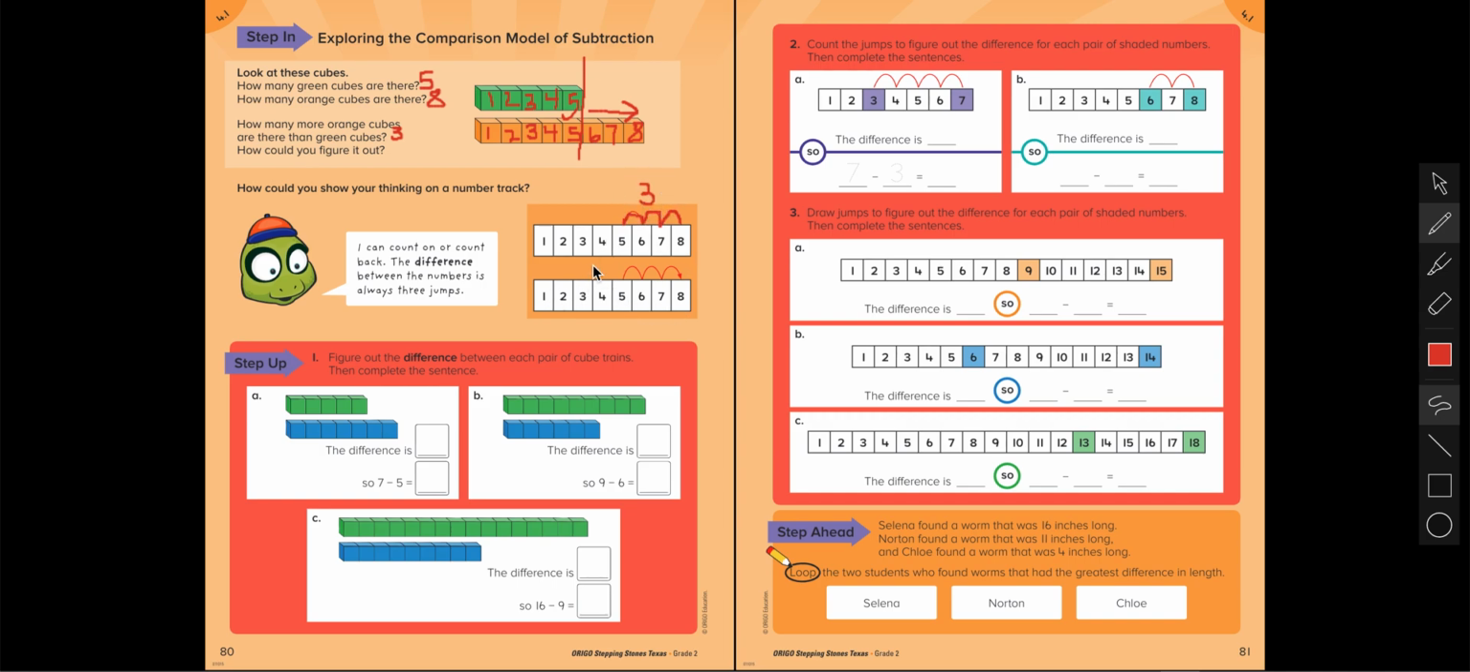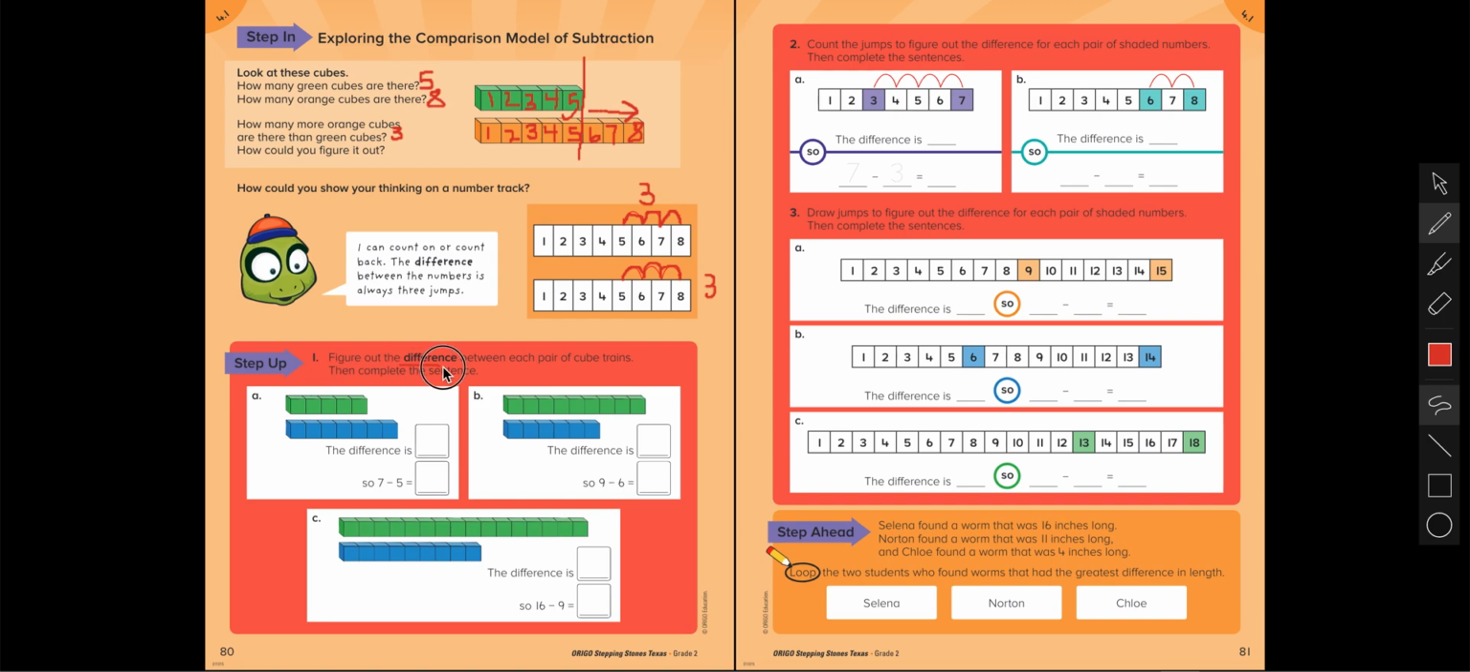Now he's going to count forward. He's going to count on. He started with the number of green, and then he's going to count to 8, the number of orange that he has. He's going to count 1, 2, 3. He found that he had 3 whether he counted on or counted back.